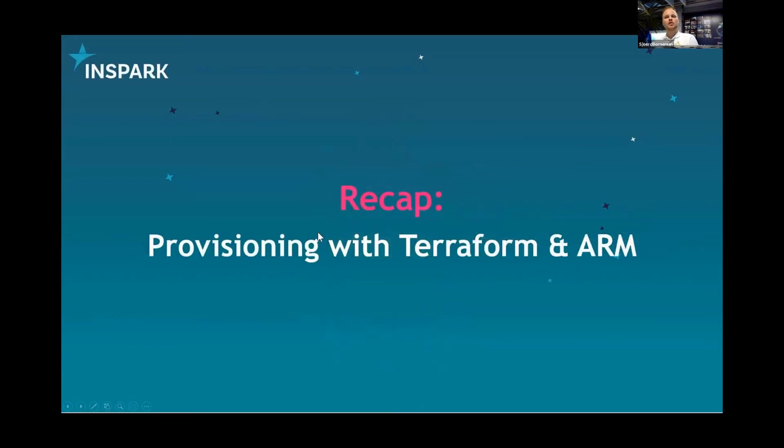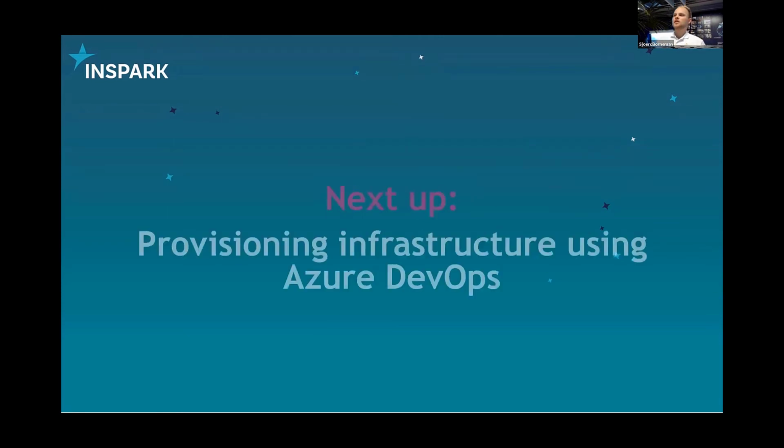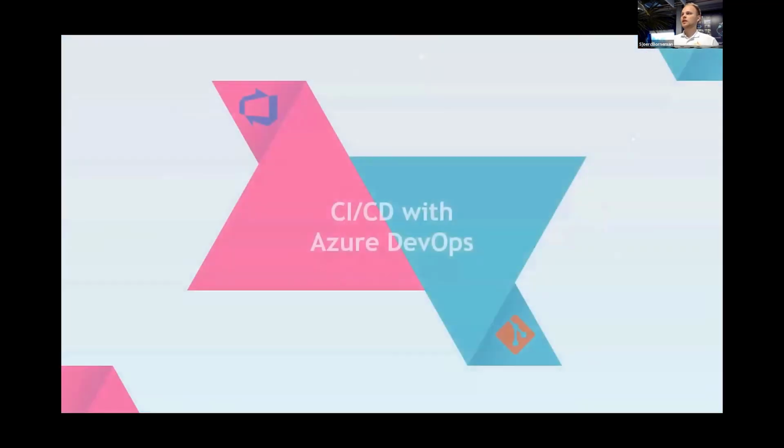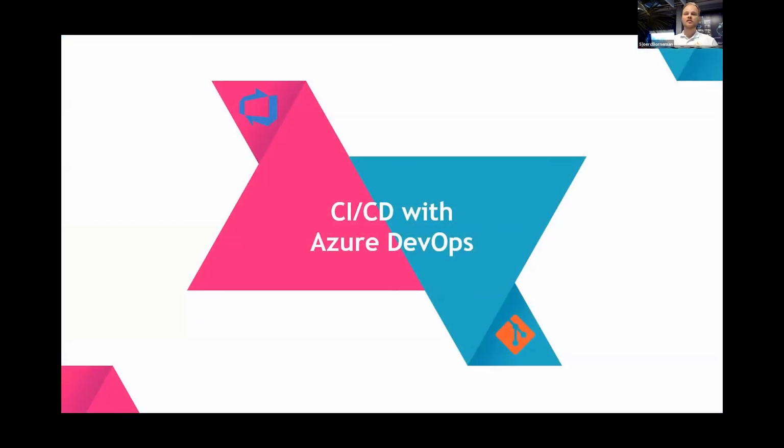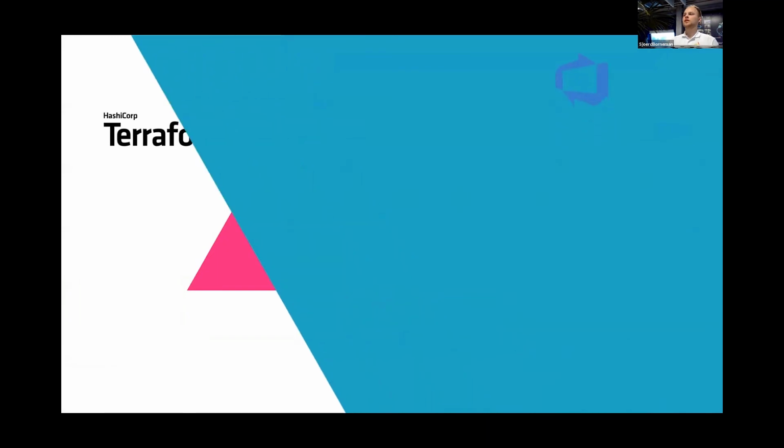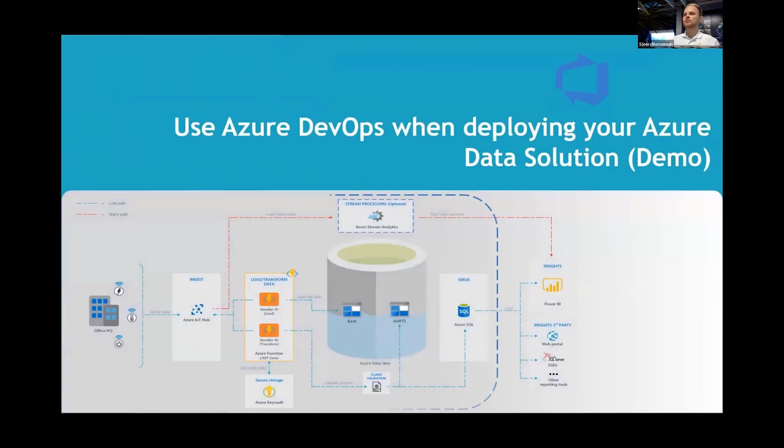Another recap. During the previous slides and demo, I have shared how to provision and configure a data solution in Azure by using Terraform and by live demoing an ARM template deployment and combine those two tools. Next up, we are going to provision and configure this same solution, but by using Azure DevOps and not doing it locally. So first, we have to set up our Azure DevOps environment, and we are going to deploy the same exact solution, but now by using Azure DevOps.